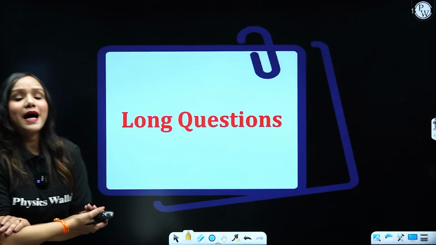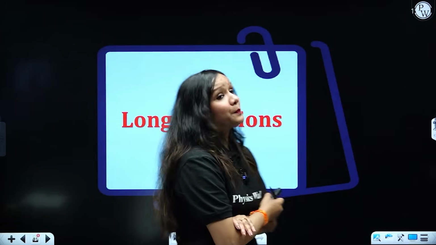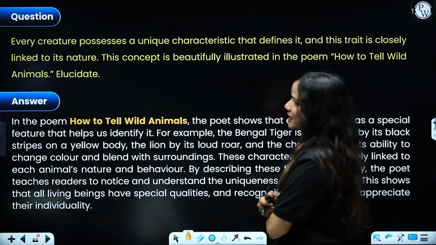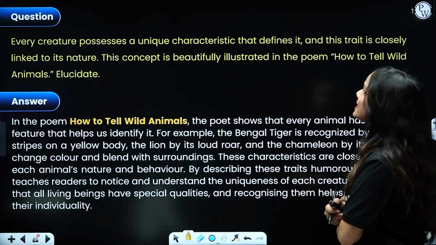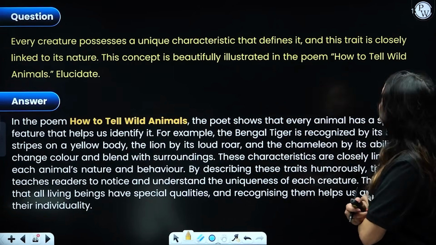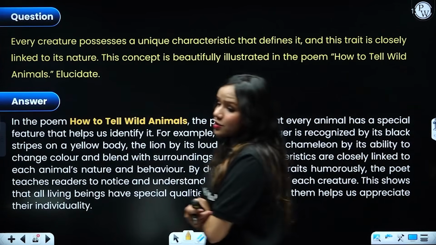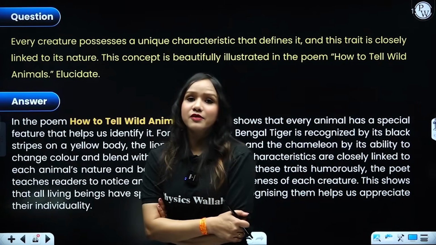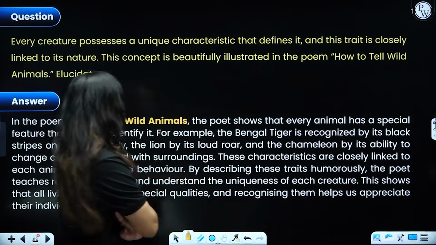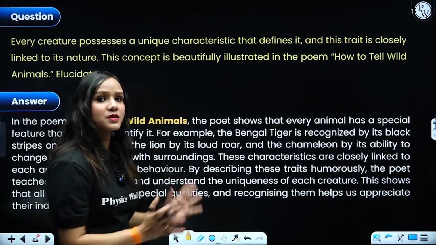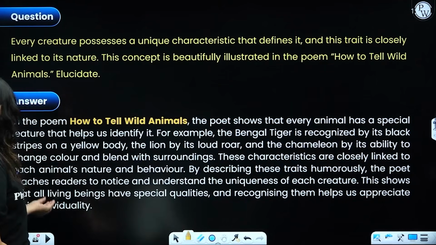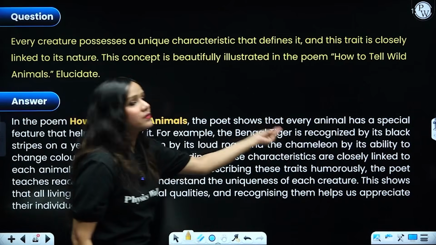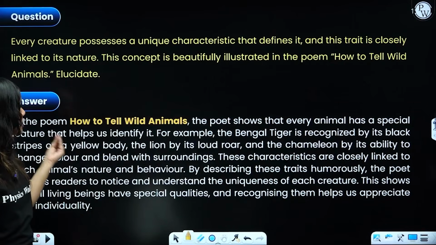Now, last but not the least, if we talk about particularly this poem, we are coming towards the long question. Let us have a look at this. Every creature possesses a unique characteristic that defines it, and this trait is closely linked to its nature. So this question will help you understand the peculiarities of each and every animal that we have read in the entire course of the poem. So this question will make you cover all the poems in one answer only. Let's read it out. In the poem How to Tell Wild Animals, Caroline Wells, the poet, shows that every animal has a special unique feature which helps us to identify it.